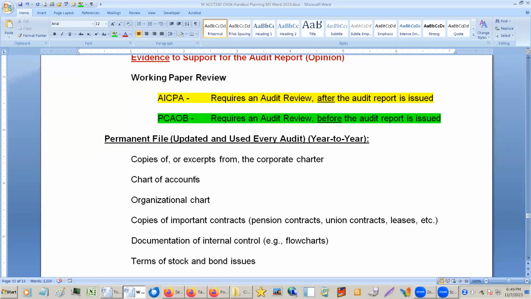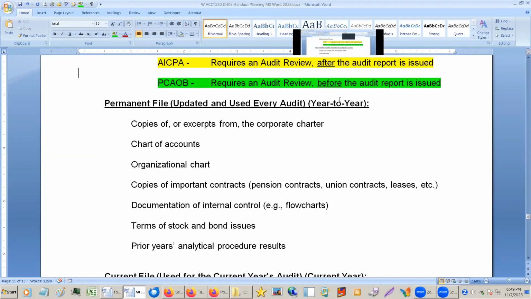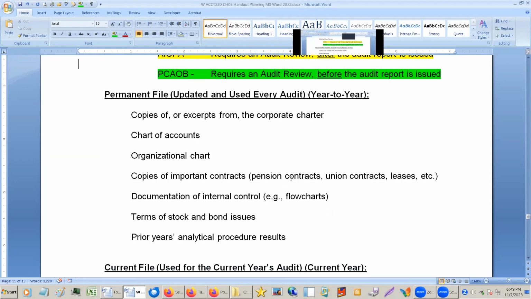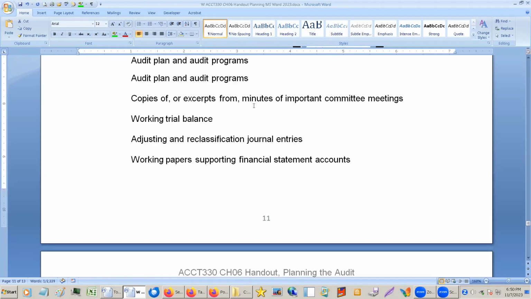So while it's required, there is a slight difference there. And again, it has to do with the magnitude, I think. PCAOB is companies with billions of dollars, millions of investors, whereas smaller audits don't have that. Okay.